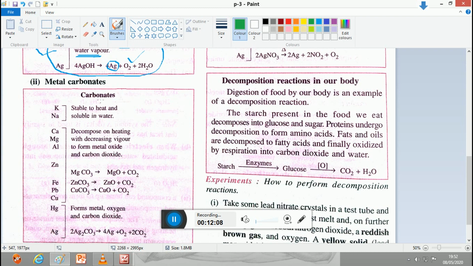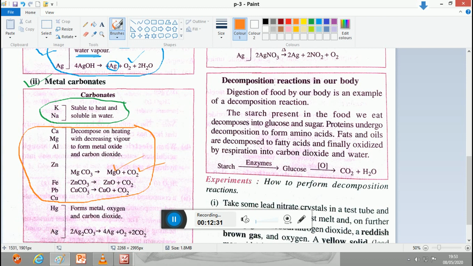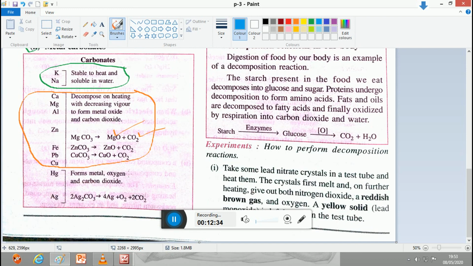In a similar way, consider the effect of heat on metal carbonates. Sodium and potassium carbonates are highly stable to heat. They will form nothing. Calcium, magnesium, aluminium, zinc, iron, lead and copper: their carbonates on heating produce respective oxides and carbon dioxide. Mercury and silver carbonates on heating produce the metal directly, oxygen and carbon dioxide.